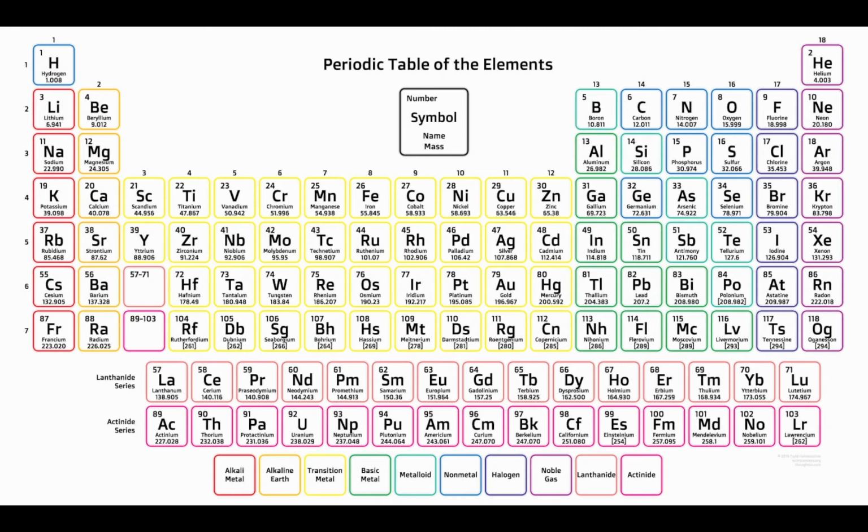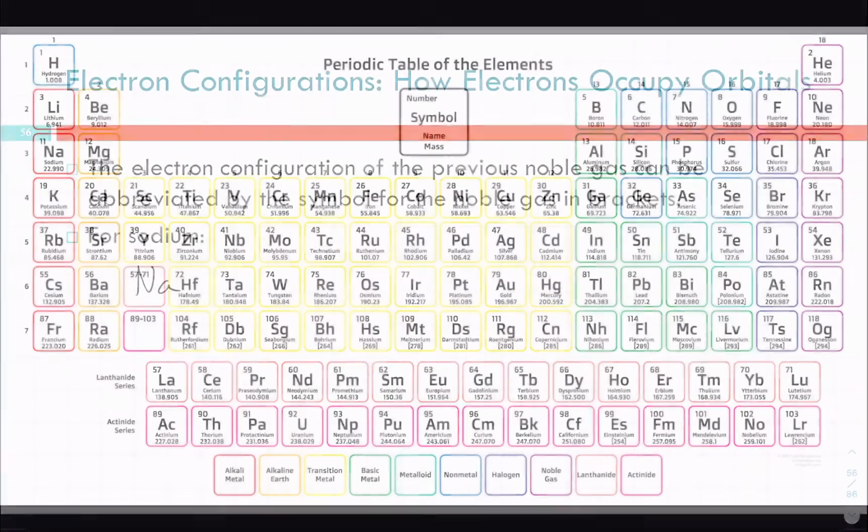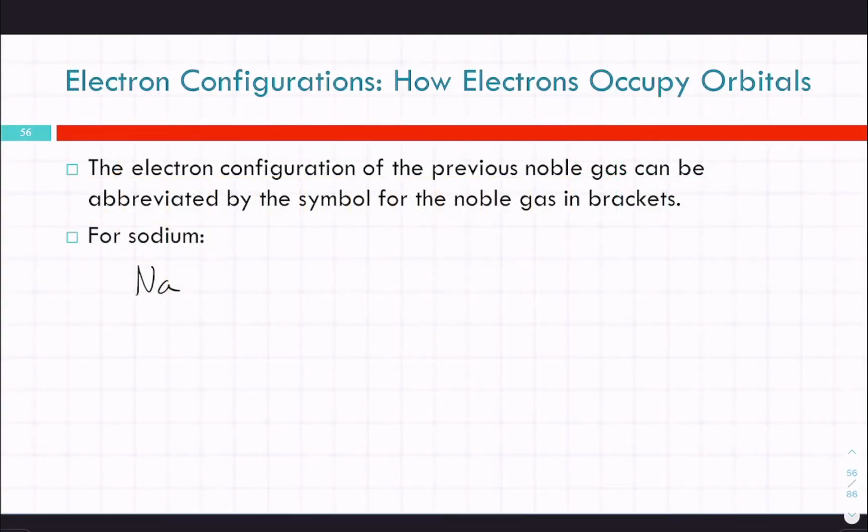But for sodium here, you see sodium is on the third row, so it's n equals 3. But if we wanted to abbreviate this, we would go to the row above it, and then all the way over to our noble gas, neon. So we could abbreviate our electron configuration for sodium and say, okay, we're going to start with neon in square brackets.